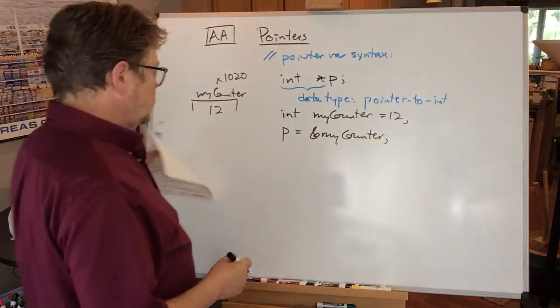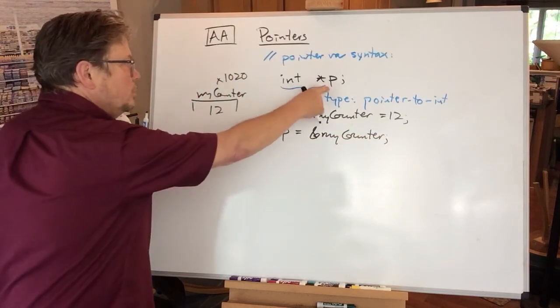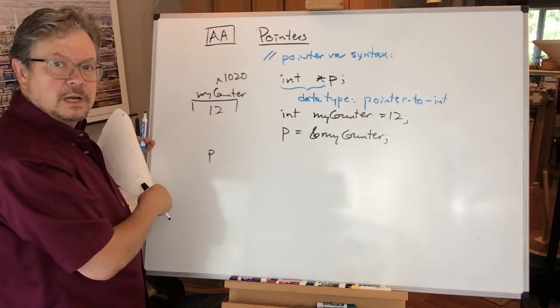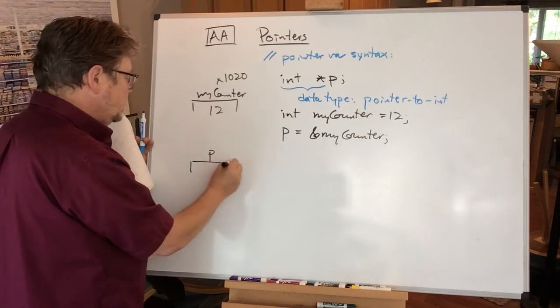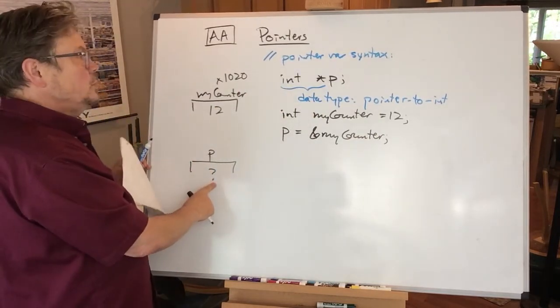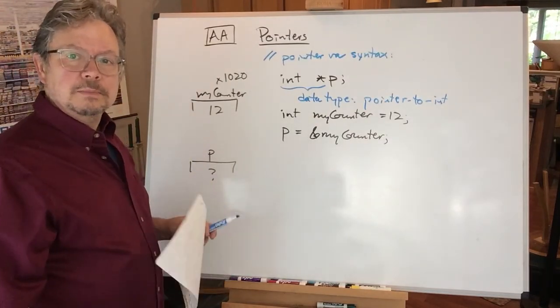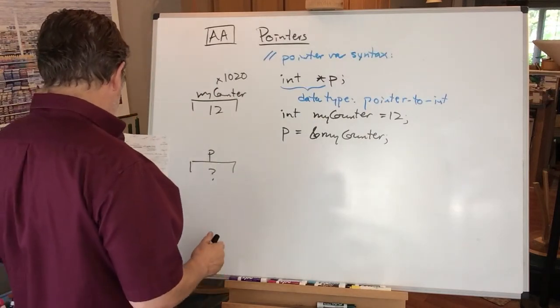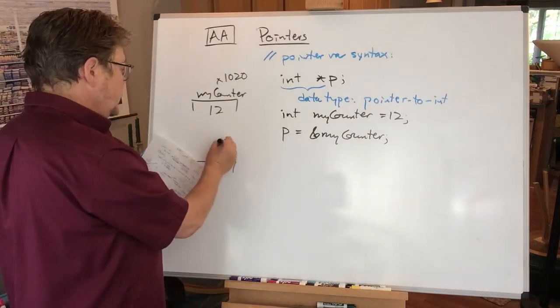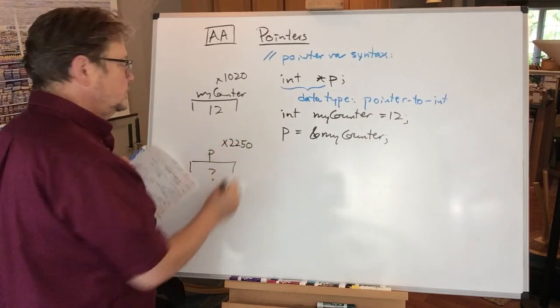Now I said I was caught up to where I was. I accidentally did not tell the truth. Here's variable P. Variable P springs into existence when we hit this line that says int star P. It makes a variable P. It's initially garbage. I didn't initialize it to anything. Even though P is going to hold an address, it also is a variable and has its very own address in memory. I can make up any address I want. What address do I want to make up? I don't know. Hexadecimal 2250. No significance to that. It's just got to be a different address than my counter because those are two separate variables.